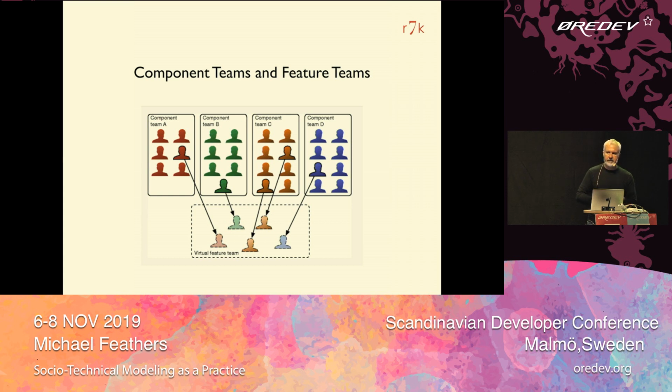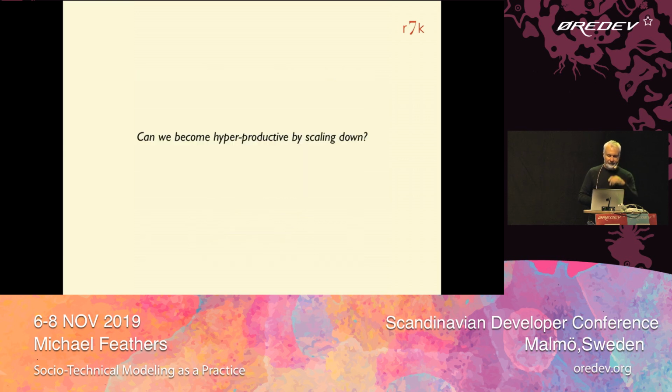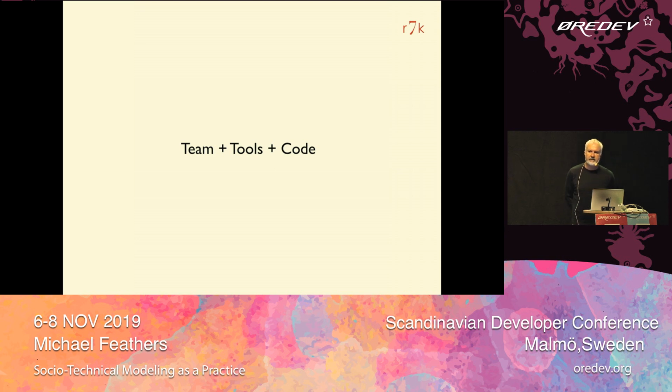Another thing to think about, though, is if we take to heart what I mentioned earlier about smaller teams being better, can we become way more productive by scaling things down a bit? Here's the thing to think about as well. Team, tools, and code. These are like three components to some of the stuff that we do. We have a certain amount of code, a certain number of tools that we use day to day, and a certain number of people on the team.